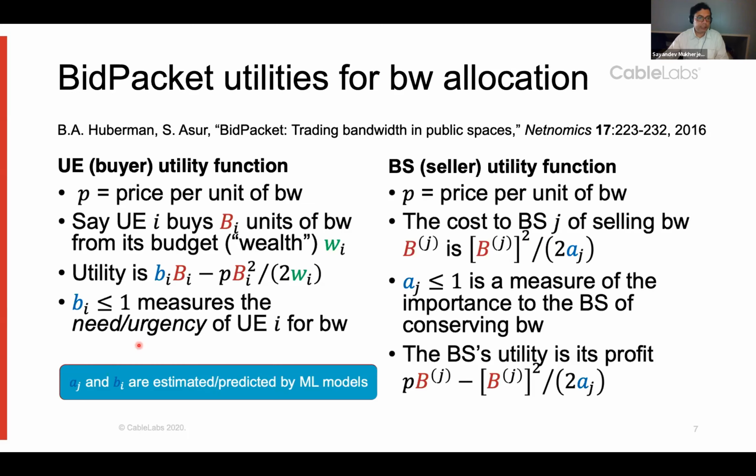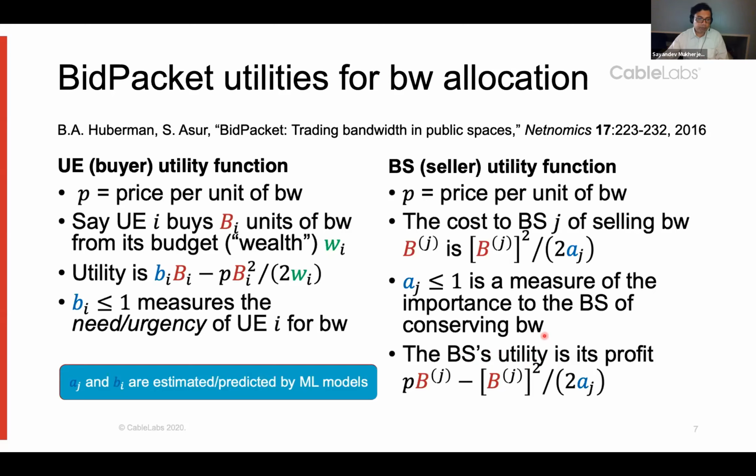Note, however, that each has a specific parameter: B in the case of the UEs, the buyers, and this is something that measures the need or urgency of the buyer for that bandwidth. And A in the case of the base stations, that's a measure of the importance to the base station of conserving bandwidth, meaning to say there is a cost to the base station even of selling bandwidth right now, because it may be more profitable for the base station. Remember, the base station's utility is its profit.